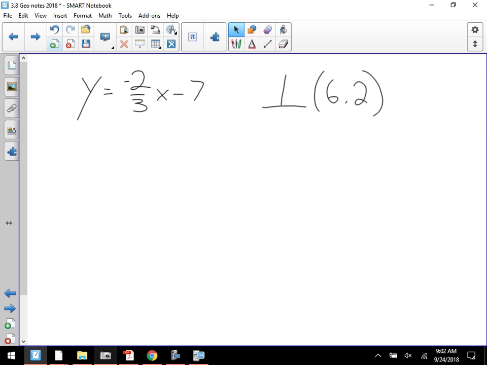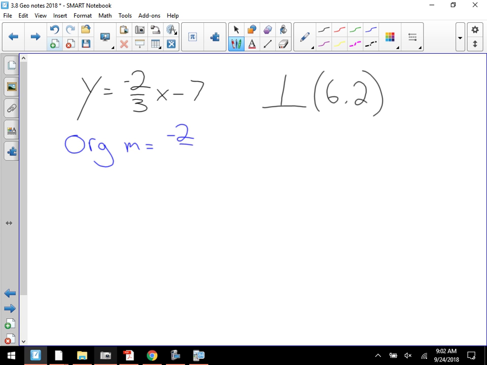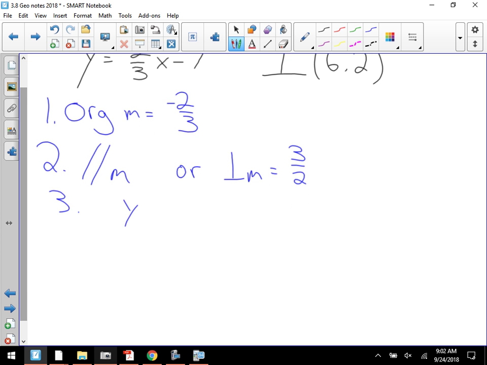What's the original slope? Good. Your original slope is negative 2/3. Which is it, a parallel or perpendicular problem? Okay, perpendicular. What's perpendicular to a negative 2/3? 3/2, very good. Then lastly, point slope form. And fill in the blanks.